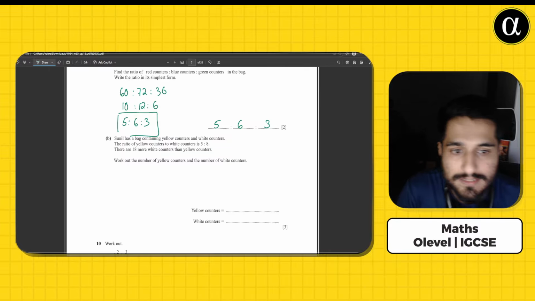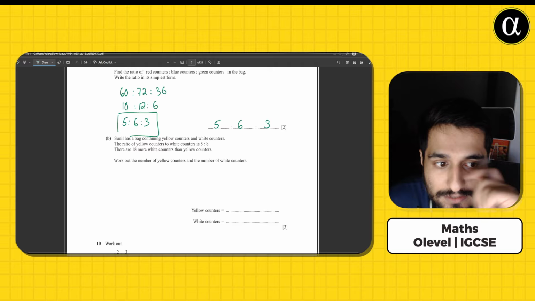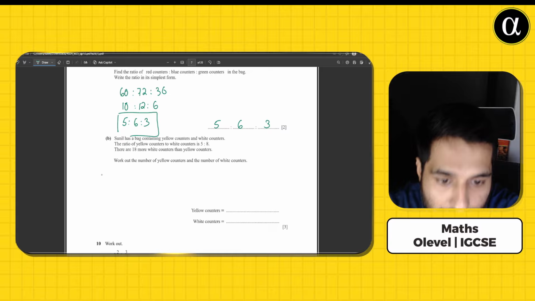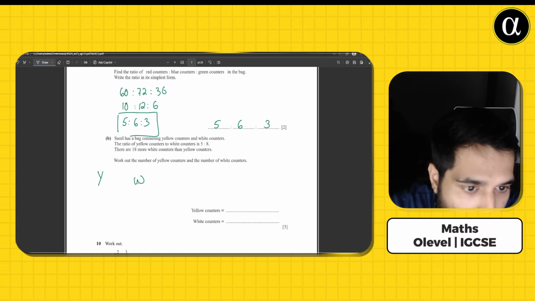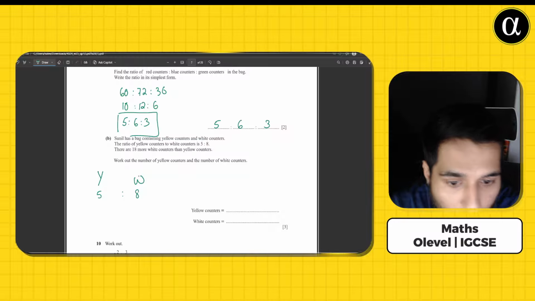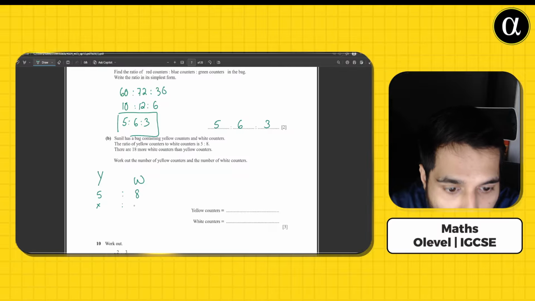Now moving on, it says Sunil has a bag containing yellow counters and white counters. The ratio of yellow counters to white counters is 5:8. There are 18 more white counters than yellow counters. All right, so the ratio of yellow to white is 5:8, and we further know that there are 18 more white counters than yellow. We do not know the value of yellow, we just take it as x, so this value would be 18 more than x, so it's going to be x plus 18.